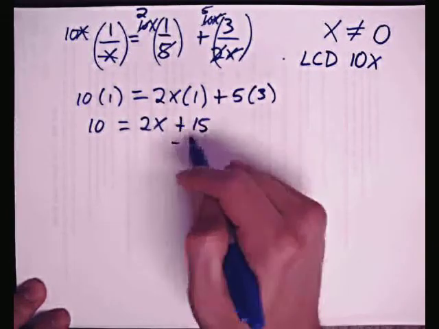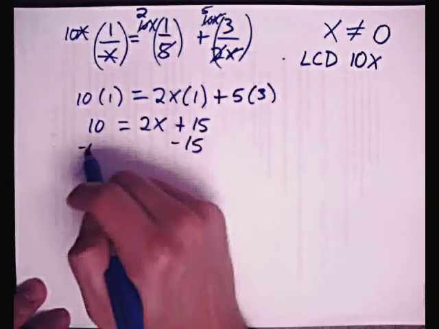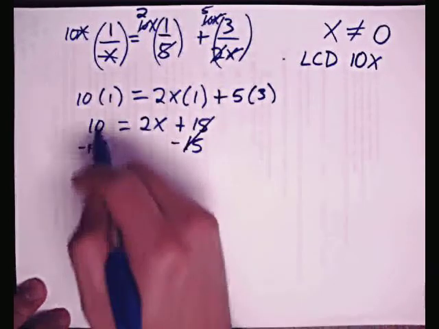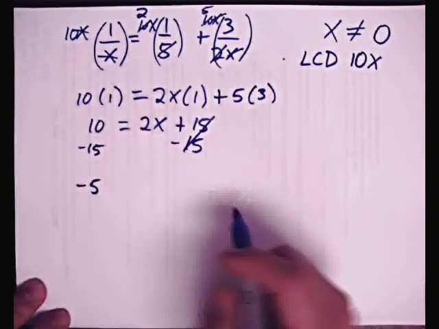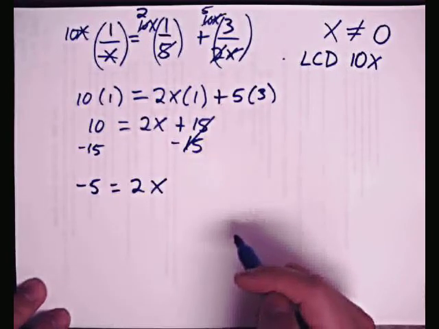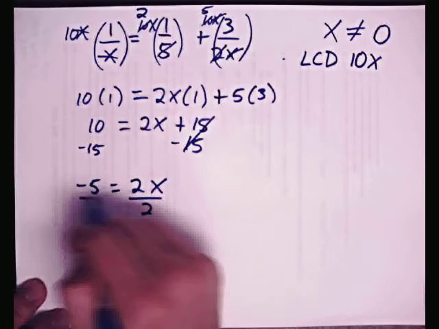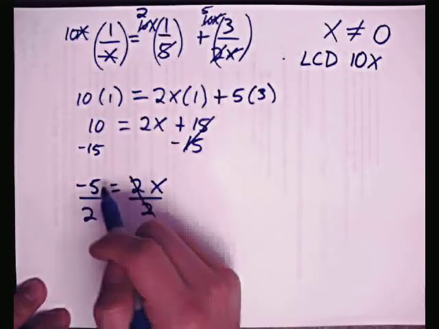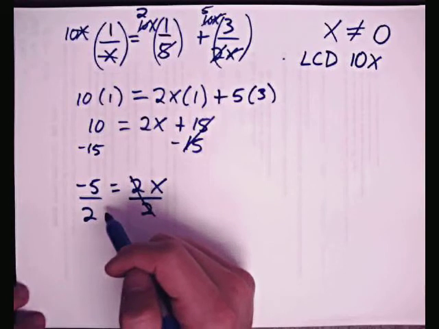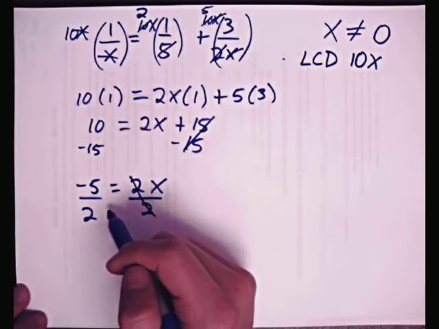Let's eliminate this constant by subtracting 15. 10 minus 15 is negative 5 equals 2x. Last step, divide by 2. Negative 5 divided by 2 is negative 2.5. Typically, you want to leave your answer in fraction form. So see if that simplifies.